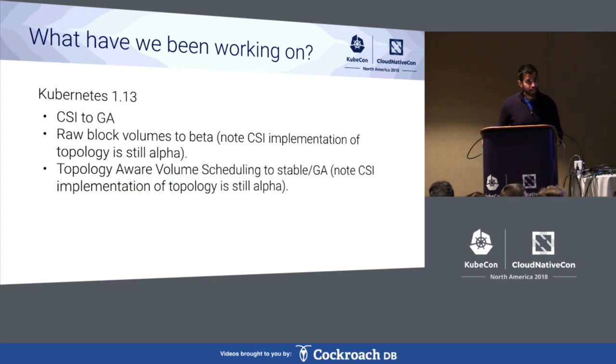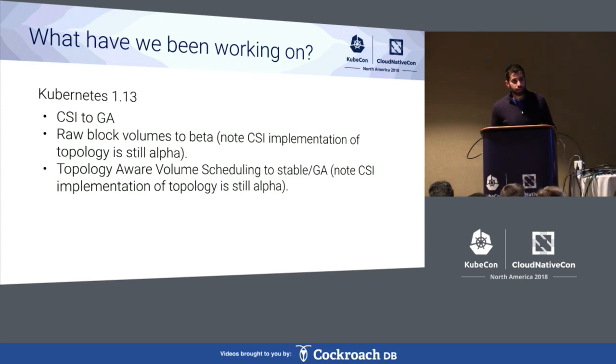Now, what's interesting is that as we become more decoupled, where you have core Kubernetes code as well as external CSI code, functionality gets added to the core, and then it follows into CSI. So while the core functionality for raw block was moved to beta this quarter, the CSI implementation of raw block is still alpha, and we're hopefully going to move that to beta next quarter, so those are on a staggered timeline.